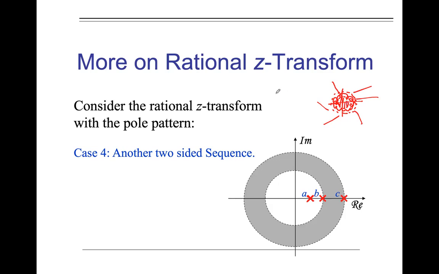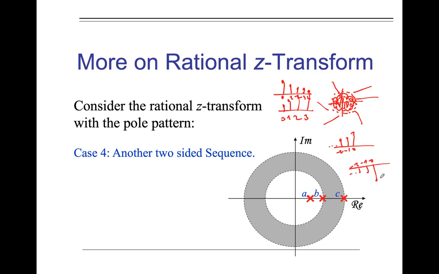What do I mean by a right-sided sequence? Either this way, from 0, 1, 2, 3, 4, and so on. What do I mean by a left-sided sequence? 0, -1, -2, and so on. Or I may have this and that: 0, 1, 2, -1, -2, and so on. So, left-sided, right-sided, both-sided.